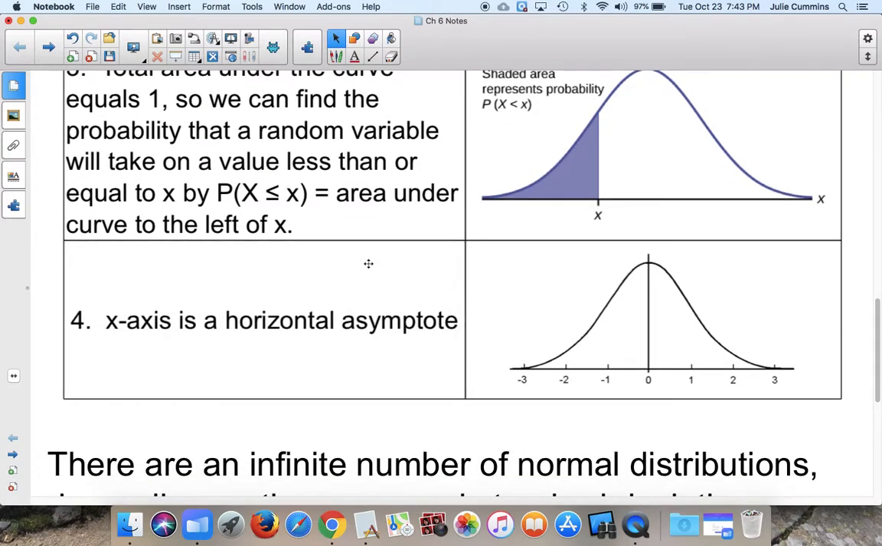And finally, the x-axis is a horizontal asymptote. Now, I know it looks like the distribution ends here at 3 standard deviations above and below, but it actually keeps going in both directions. It gets closer and closer to the x-axis, so it's possible to have something 5 standard deviations below the mean or 10 standard deviations above the mean. It would just be really, really unlikely because those get so close, but it's still possible.